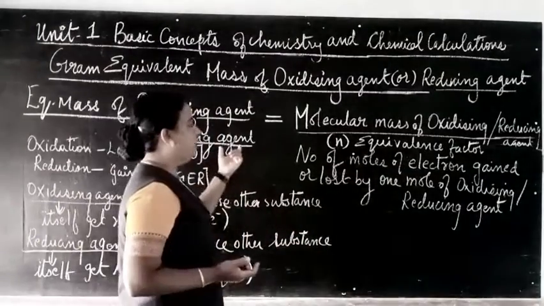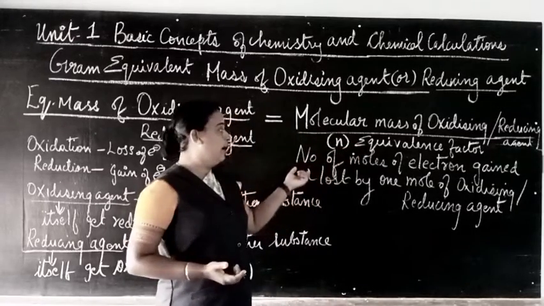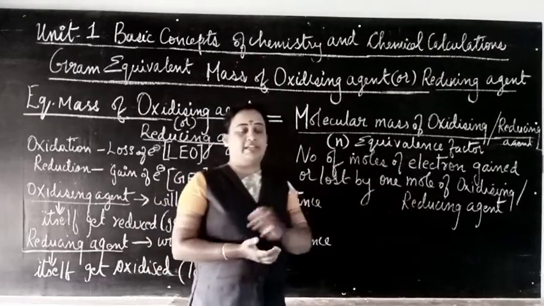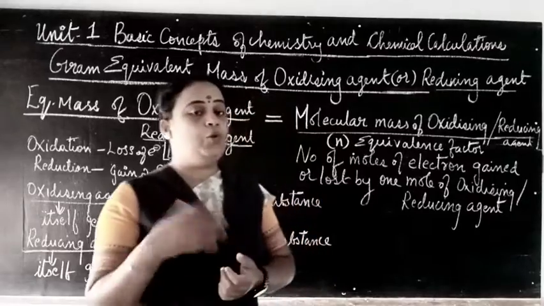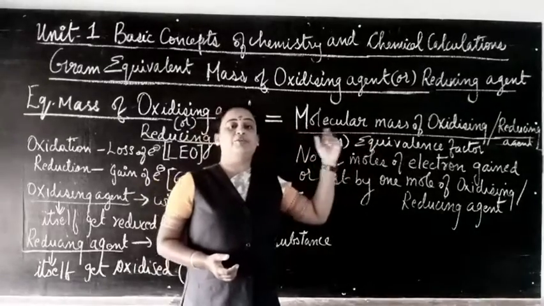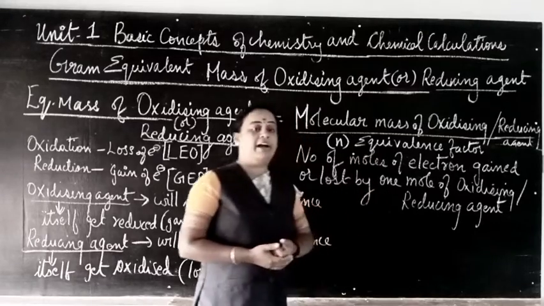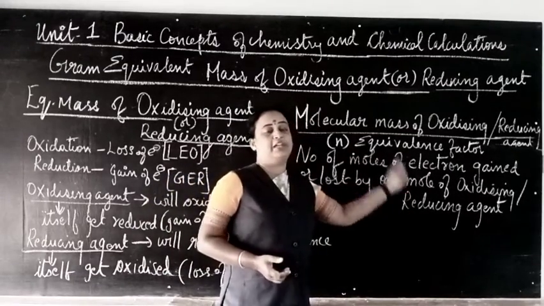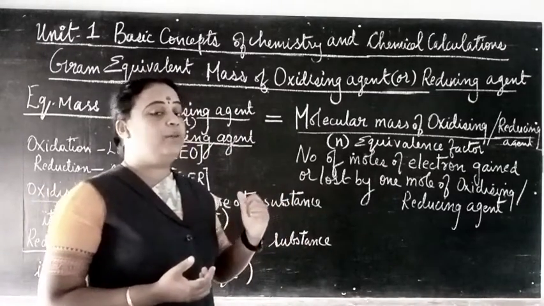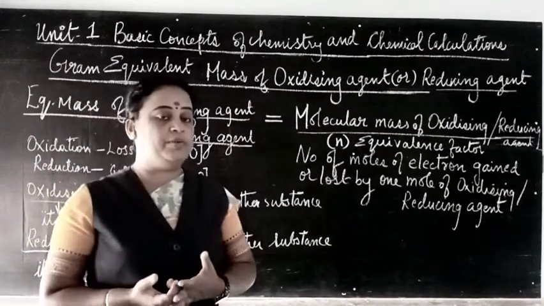If you are considering the oxidizing agent, the formula is molecular mass of oxidizing agent divided by number of moles of electron gained by 1 mole of oxidizing agent. And for the equivalent mass of reducing agent, the formula is molecular mass of reducing agent divided by number of moles of electron lost by 1 mole of reducing agent. That difference you should keep in your mind. Only then will you be able to calculate the equivalent mass of either oxidizing agent or reducing agent.